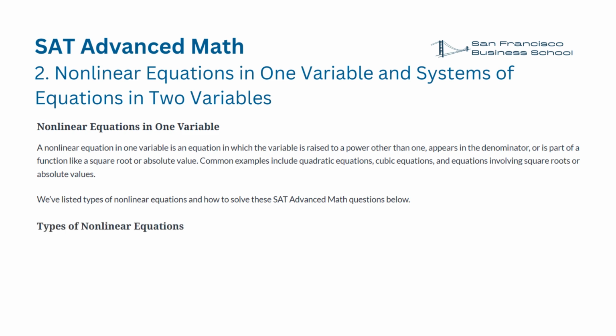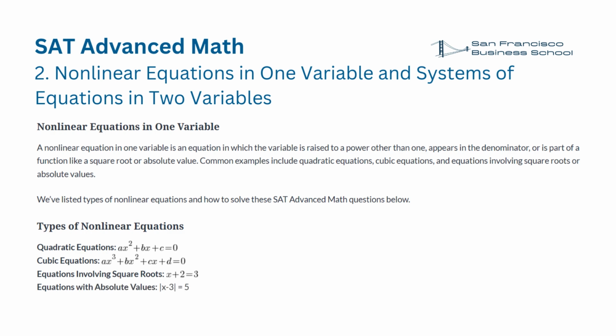Types of nonlinear equations. Quadratic equations: a times x squared plus bx plus c equals 0. Cubic equations: a times x cubed plus b times x squared plus cx plus d equals 0. Equations involving square roots: square root of x plus 2 is equal to 3. Equations with absolute values: the absolute value of x minus 3 is equal to 5.